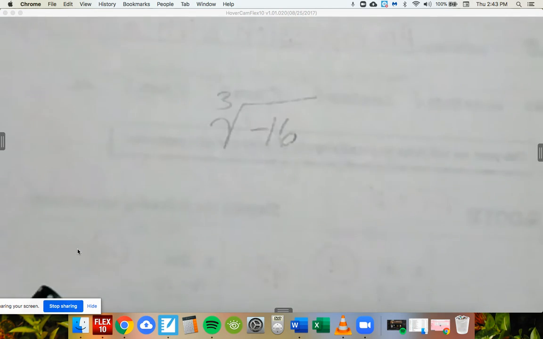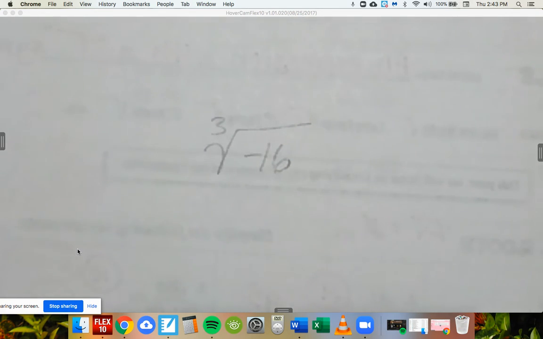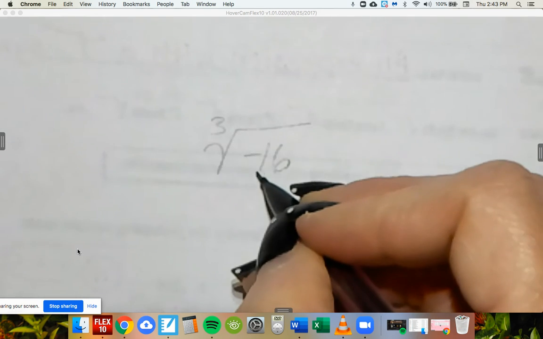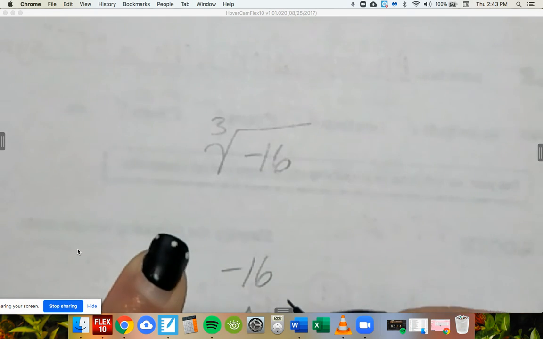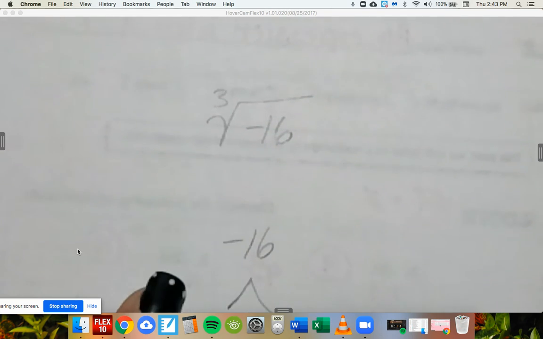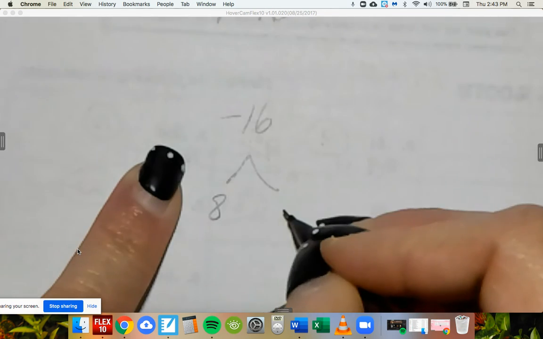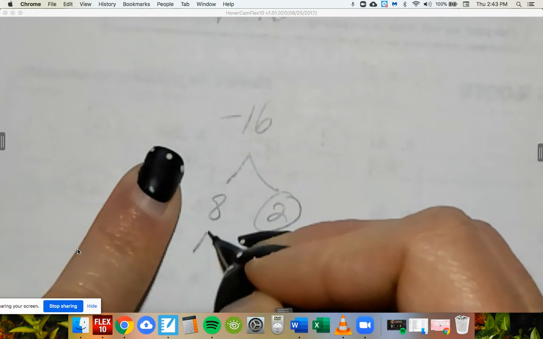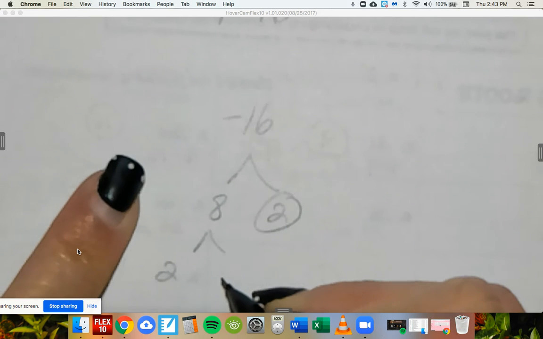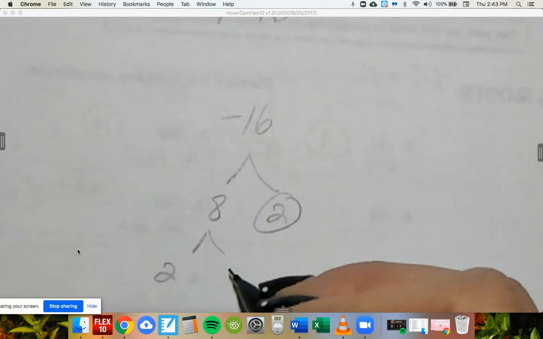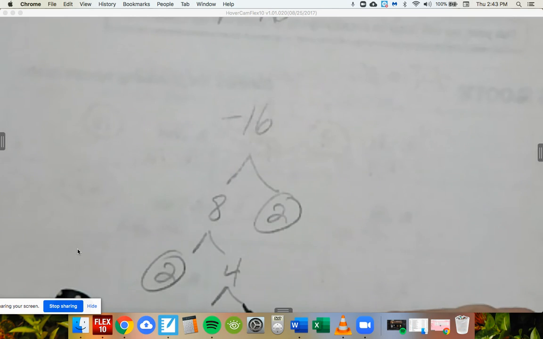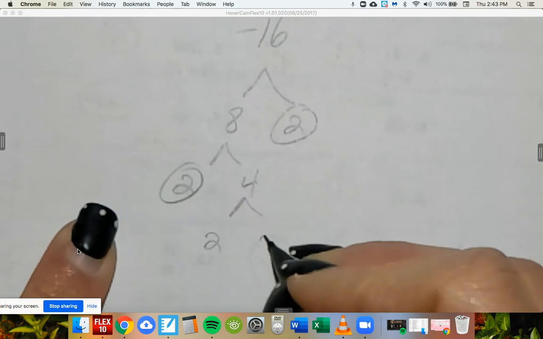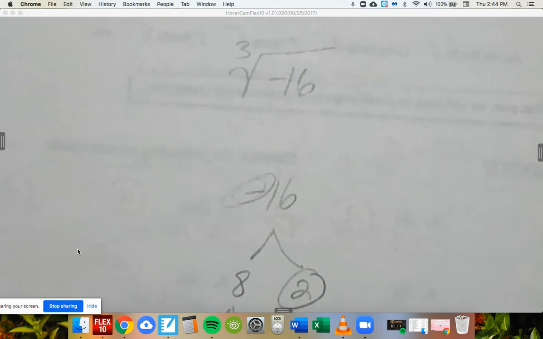Okay? Can you see that? So we can break down the negative 16. I know it's negative. We'll talk about that later. So for now, you just kind of ignore the negative. 8 and 2, that's prime, that's not. 2 and 4, prime, not prime. 2 and 2, prime and prime. And yes, I did not forget about this negative. We're going to have to come back to that.